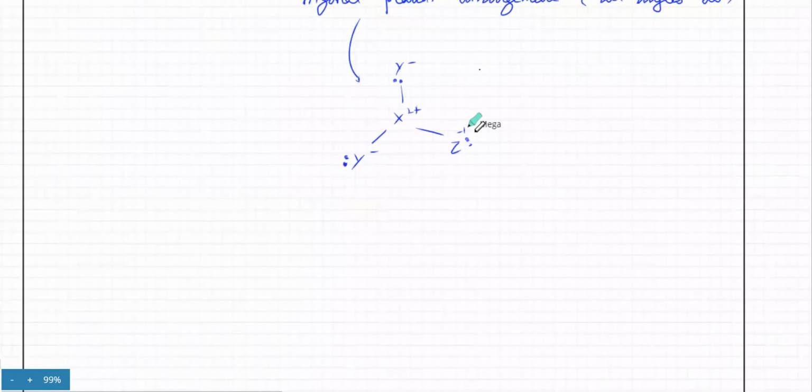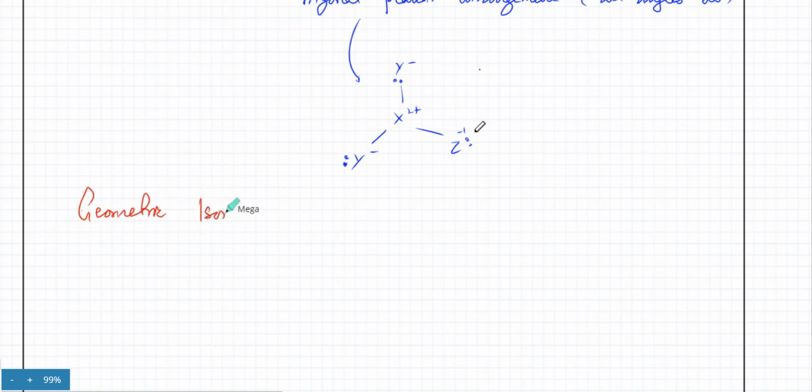Now the only other possibility is square planar. So we're going to talk about geometric isomerism in square planar complexes.